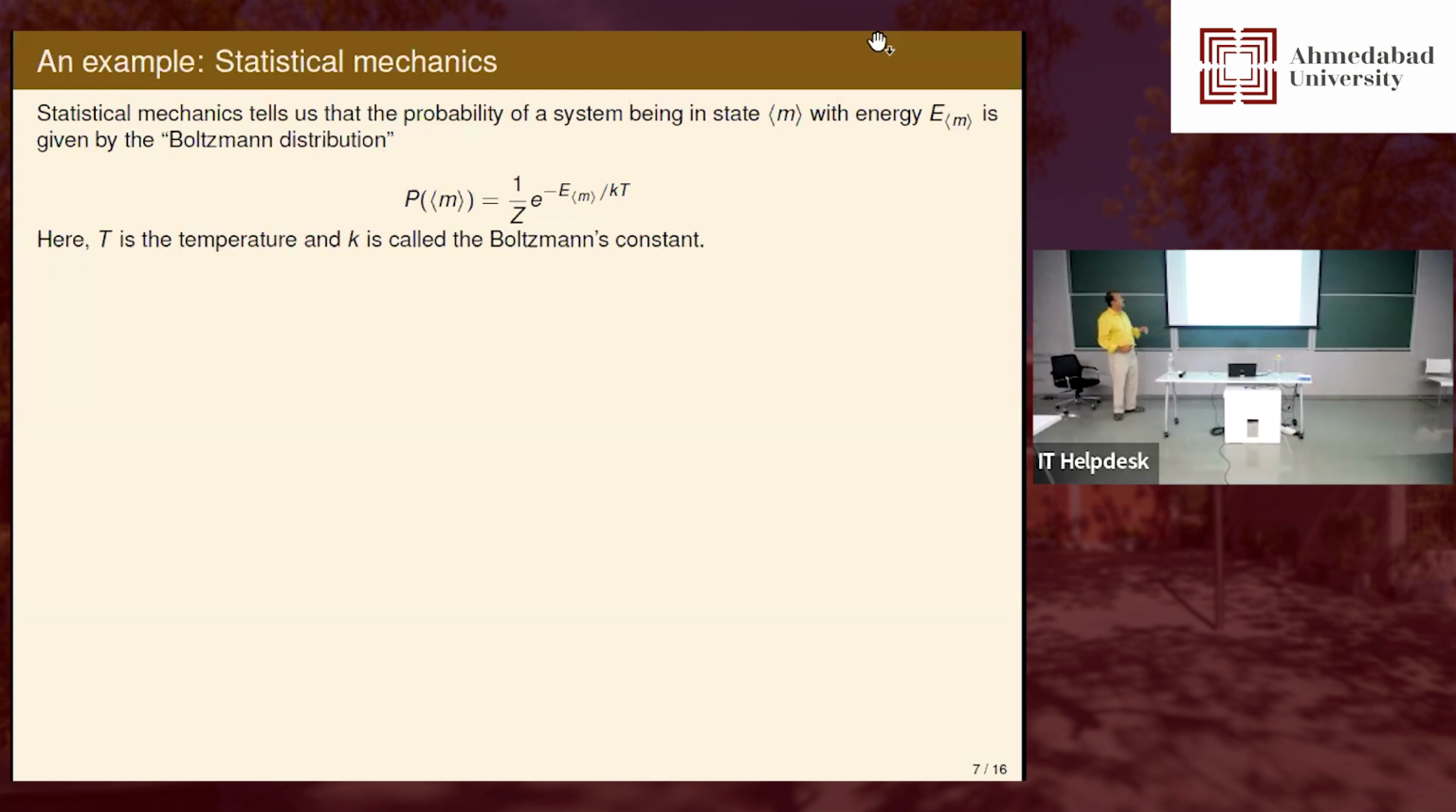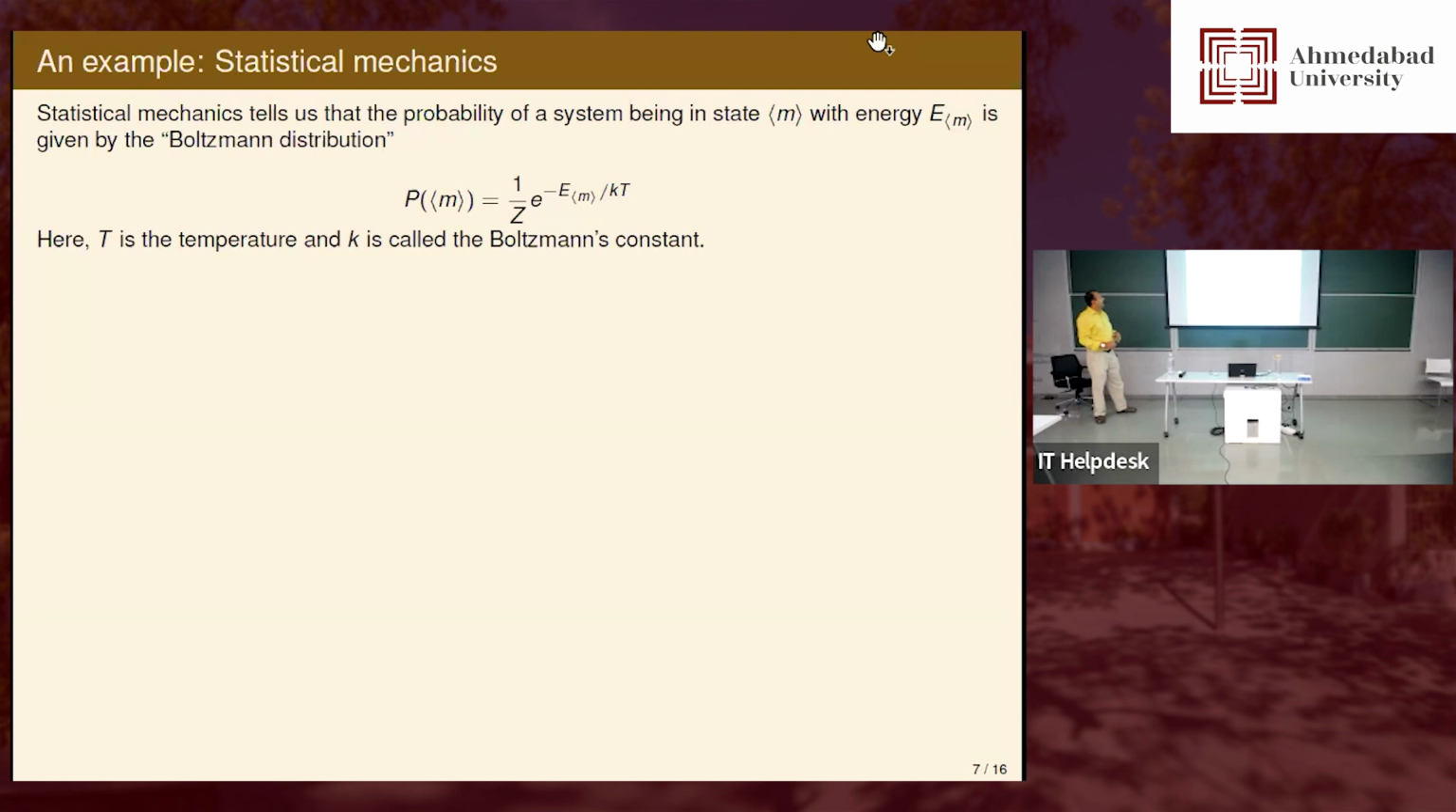We use this notation to denote the state, and every state has some energy, which I'm denoting by E. The Boltzmann distribution gives you the distribution of different states of the particles. It is given by the exponential function e to the power minus E, the energy of the system at that state, divided by kT, where k is the Boltzmann constant and T is the temperature of the system.